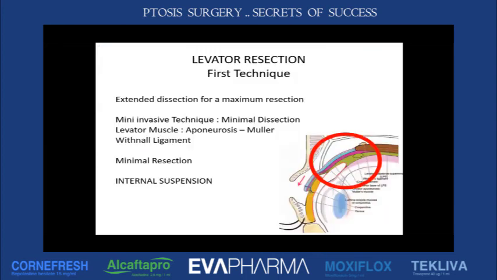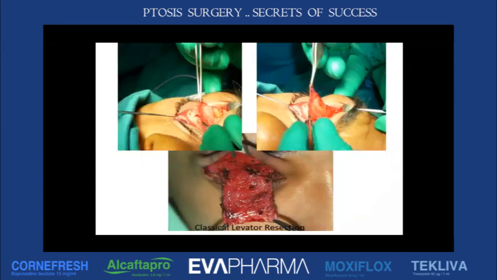Next slide. But in our current approach, we prefer levator resection. Instead of the classical technique with a large dissection and large levator resection, we prefer the mini-invasive technique with a minimum of dissection. This technique gives us the possibility to keep intact the physiological adhesions, mainly of the anterior part of the muscle, aponeurosis, retinal ligament. And in case of severe ptosis, the technique is equivalent to an internal suspension on the retinal ligament. Next, please.